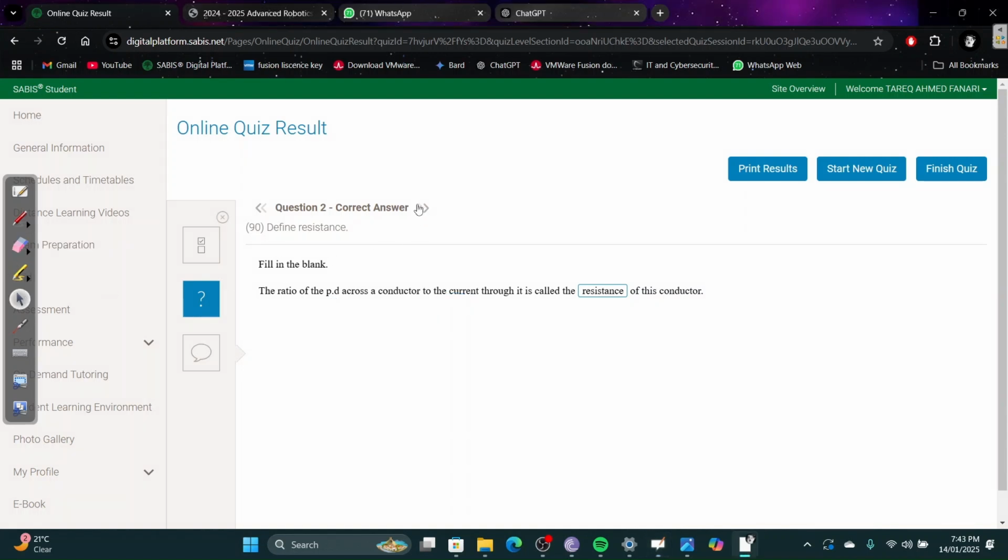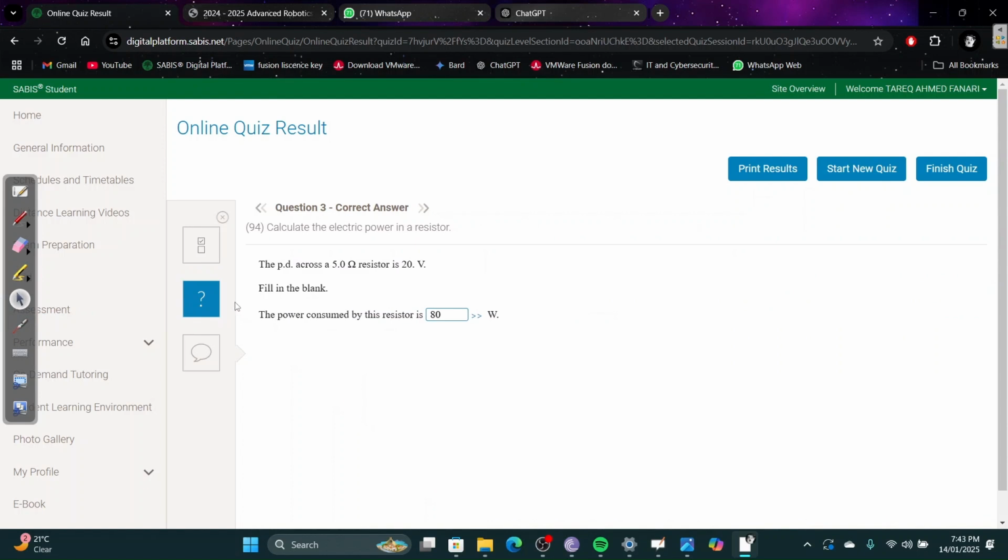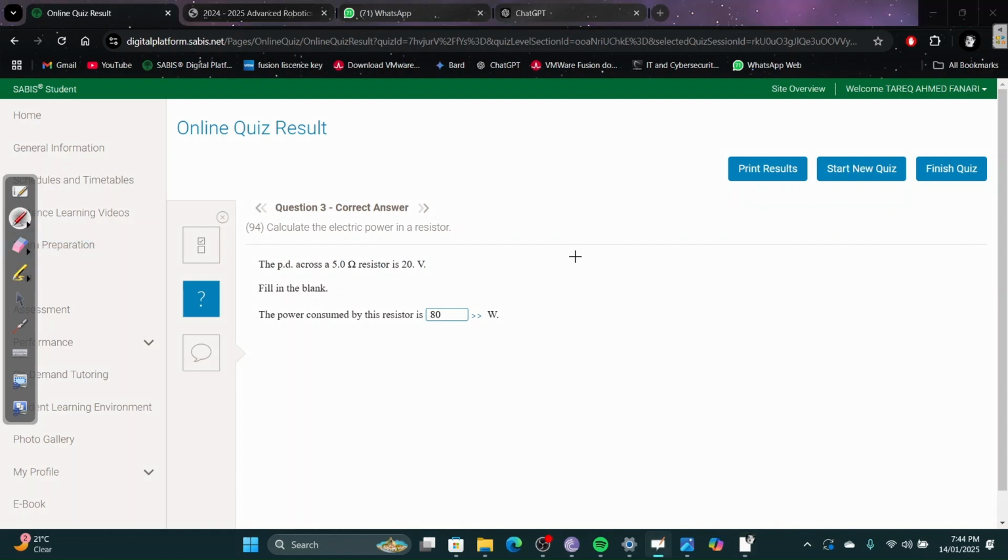Okay, question 3. The PD across a 5 ohm resistor is 20 volts. The power consumed. Now, for this one, you're going to need to know a formula. P equals I squared R, right? For this, notice you don't have I, right? So how will you get I squared? Simple. V equals IR. Like, you're going to use this a lot.